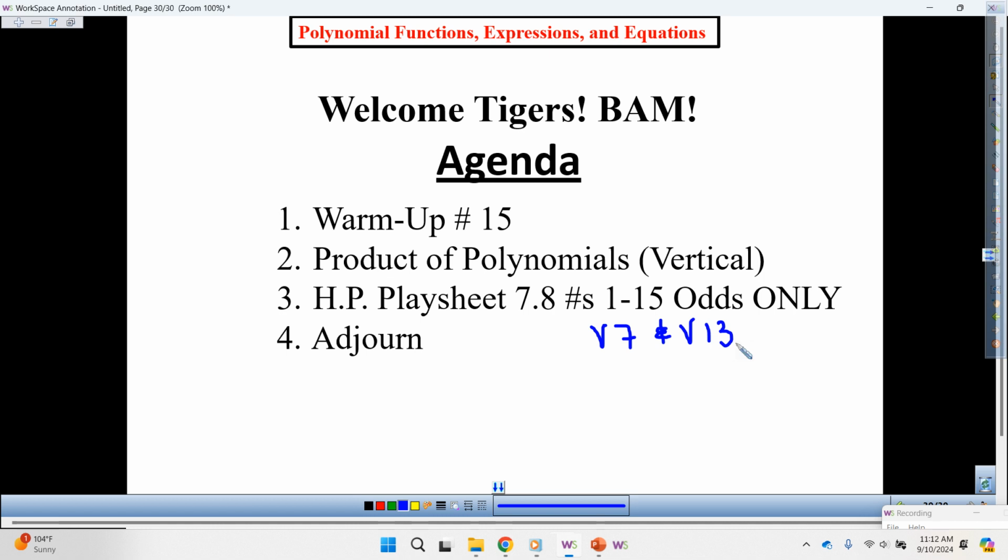So today we're doing another method of multiplication called vertical multiplication of polynomials. From your home play that you're doing, numbers 1 through 15, you're going to do odd numbers, yes? But I only want numbers 7 and 13 in vertical format. Everybody got it? All right, you're like, what does that mean, Mr. Gill? I'll show you in a little bit.